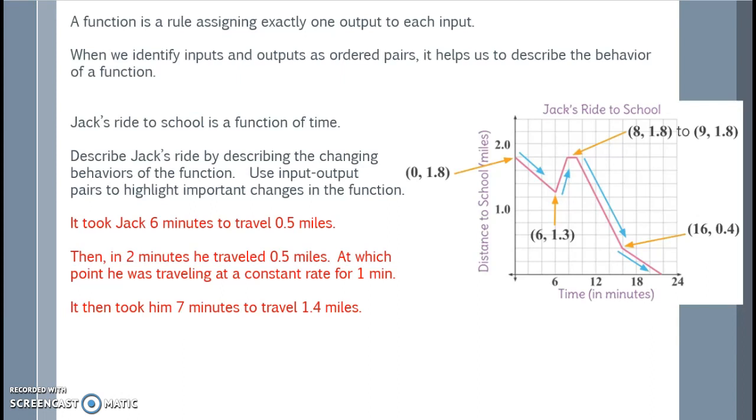Then in 2 minutes, he traveled another half mile, at which point he was traveling at a constant rate for 1 minute. Then it took him 7 minutes to travel 1.4 miles. And then finally, over the last 4 minutes of his journey, he went the remaining 4/10 of a mile.